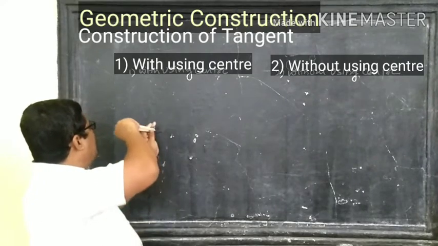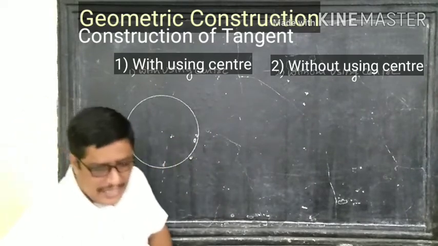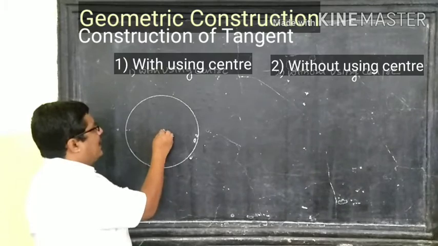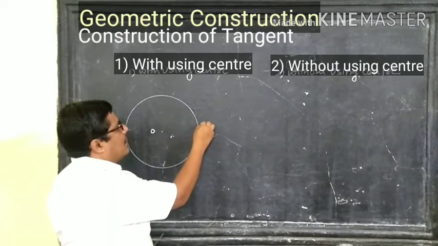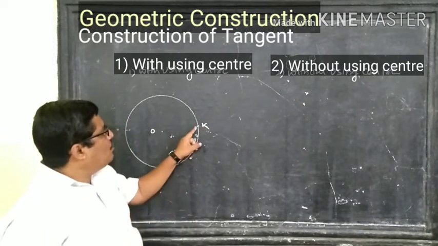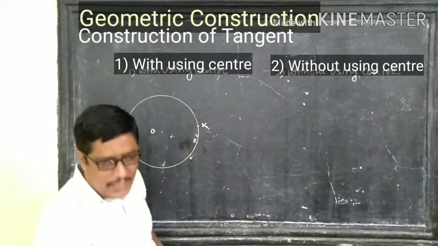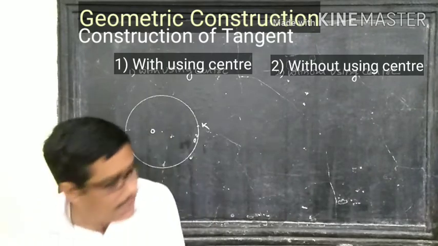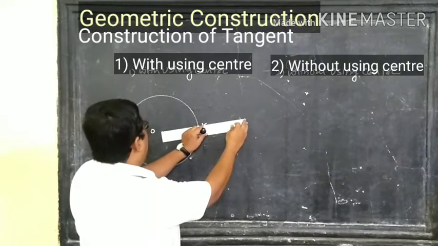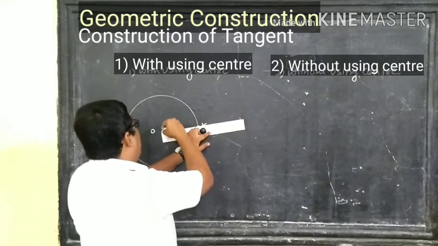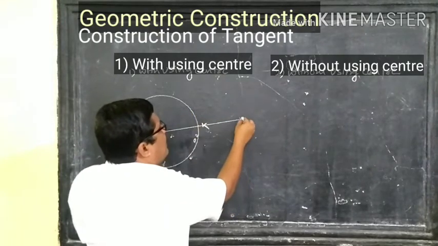A circle with a specific radius I have taken, and I have noted the center of this circle as O. Now if we take any point on the circle, that is K, then we have to draw the tangent line passing through this point K. So for that, here we have to draw a ray OK in this way.